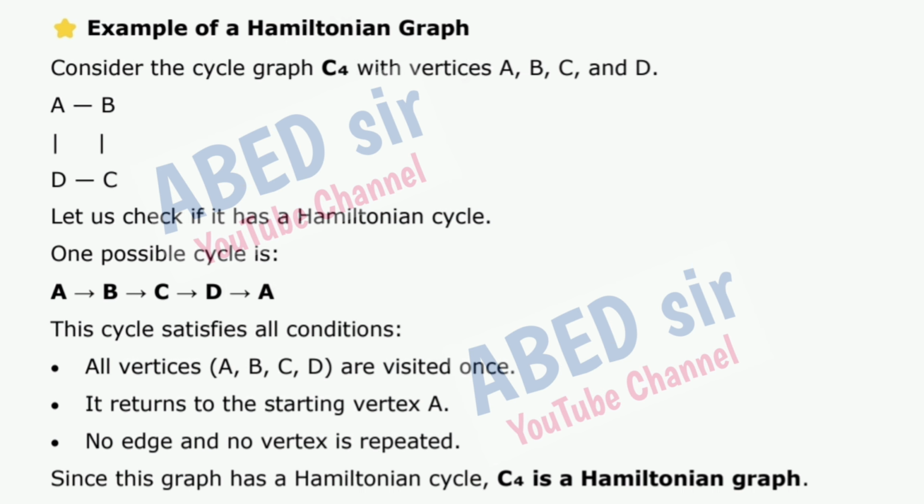All vertices A, B, C, D are visited once. It returns to the starting vertex A. No edge and no vertex is repeated. Since this graph has a Hamiltonian cycle, C is a Hamiltonian graph.